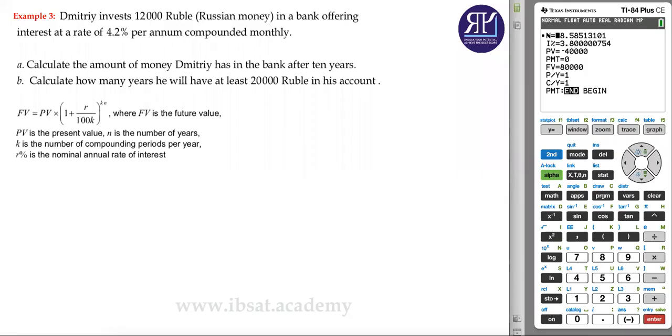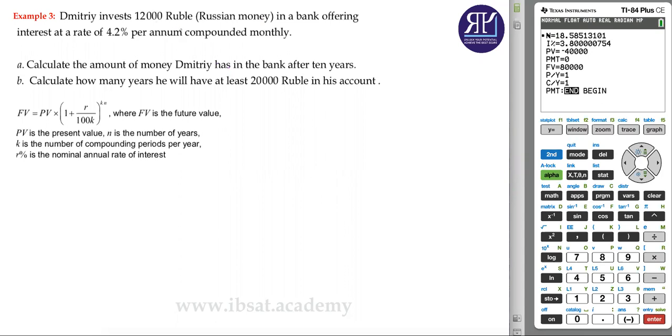Now let's see question 3 on loans and annuities. This question is a little bit more difficult. Here, this time the money will be compounded in a year a few times. According to the question, it differs.